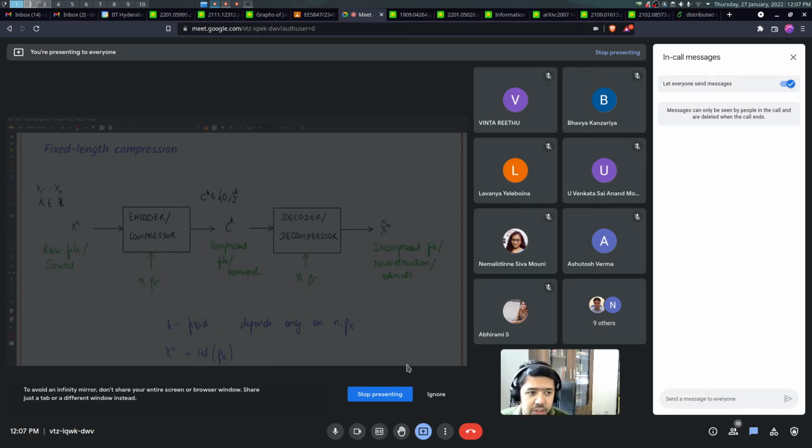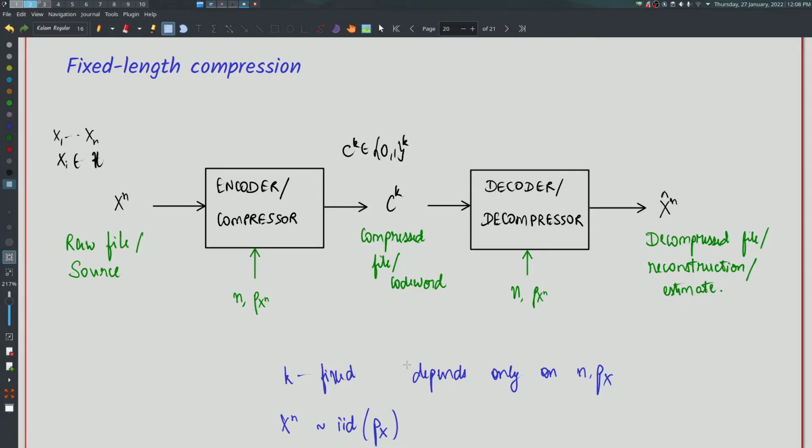Okay, so good afternoon, everyone. Sorry for the delay. So in the last class, we were talking about source coding, and in a previous class, we discussed variable length compression, and we saw that the optimal rate of compression for any random source is the entropy of the source, right? So the minimum compressed length is equal to the entropy of the random sequence, or the entropy corresponding to the distribution.